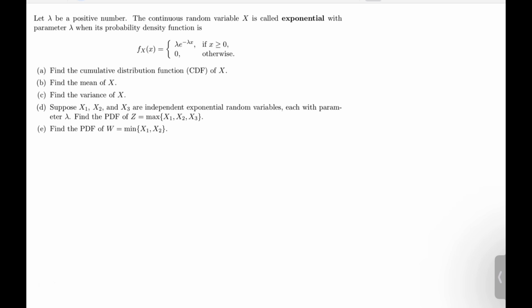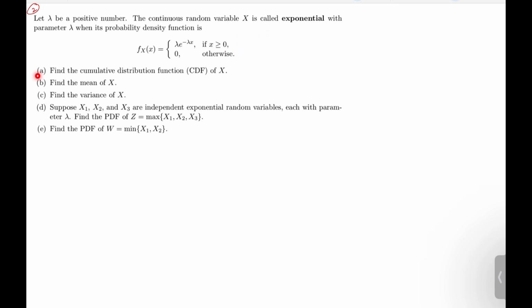So this is based on the exponential random variable, and we have already seen this exponential random variable. So let lambda be a positive number. The continuous random variable x is called exponential random variable with parameter lambda when it has the probability density function of this form. So we have already seen the PDF of exponential random variable.